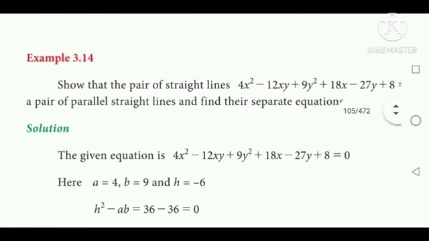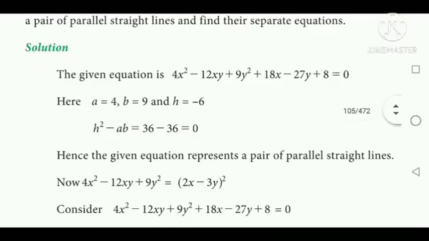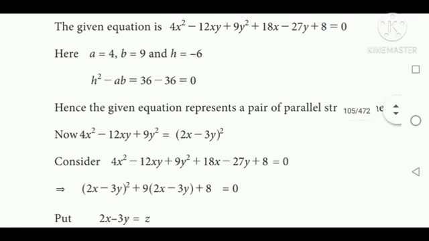They are asking one more thing, that is, find the separate equations. Separate equation means we are taking the first part, that is 4x square minus 12xy plus 9y square, only that is taken, and find the factorization. We are finding 2x minus 3y whole square.